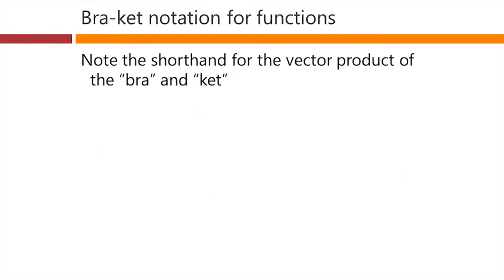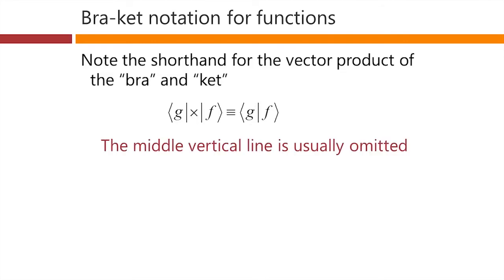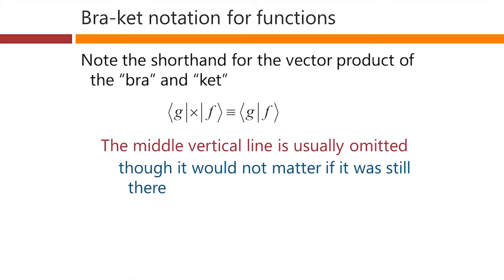Note that the shorthand for the vector product of the bra and ket vectors usually has only one line in the middle when we write it down. We could write it out like this with some sort of multiplication sign in the middle, or we could even miss that out. But we typically don't bother to draw the two lines in the middle that we could draw. It is usually omitted, but it would make no difference if we left it in. It just saves us some pencil lead not to bother to write it down.